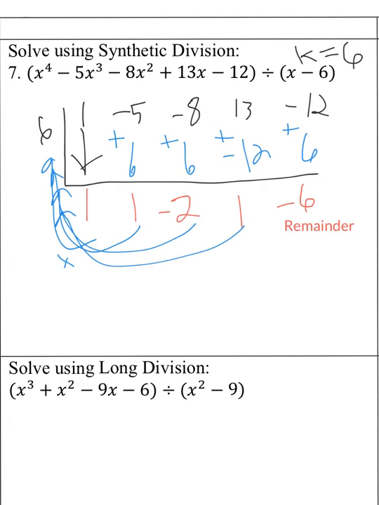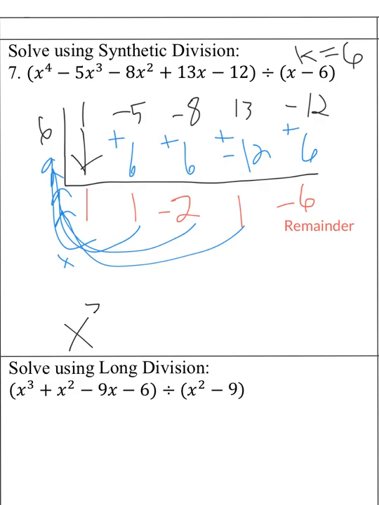Alright, and everything else, it should start with x to the third power, so it should work. We should have x to the third, x squared, x, nothing, and then remainder, okay? It should always go down in that order. Because you had x to the fourth, you're dividing by an x, so your answer should start with an x to the third. So it makes sense.